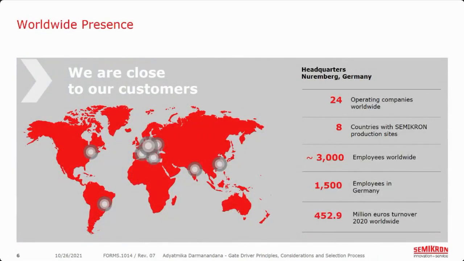Semikron is one of the world's leading manufacturers of power modules and systems, primarily in the medium output range. Today, Semikron has a staff of approximately 3,000 people in 24 subsidiaries worldwide. This international network, with production sites in Germany, Brazil, China, France, India, Italy, Slovakia, and the US, ensures fast and comprehensive service for our customers.